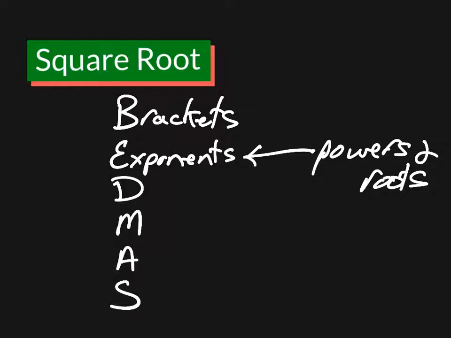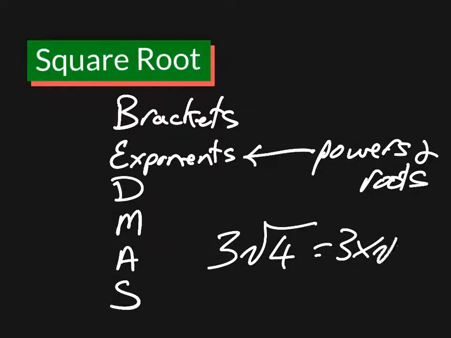One final thing to note is that if a number is beside a square root, it means multiply. So for example, 3 and then the square root of 4 means 3 times the square root of 4.